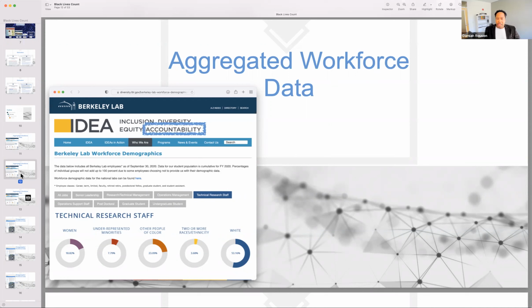Part of why I want to see it disaggregated is because we need accountability. I was really excited when I first came to Berkeley Lab about this acronym that I've never seen anywhere else, and I believe it was invented here: Inclusion, Diversity, Equity, Accountability. At the same time that I'm excited about adding that word accountability, once we add it, we have to live up to it. One of the root words for accountability is count.